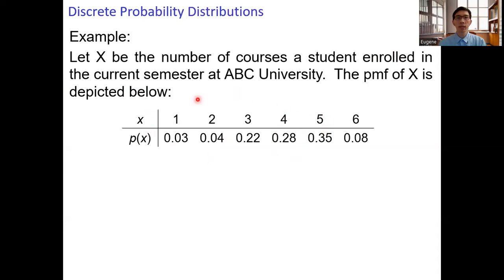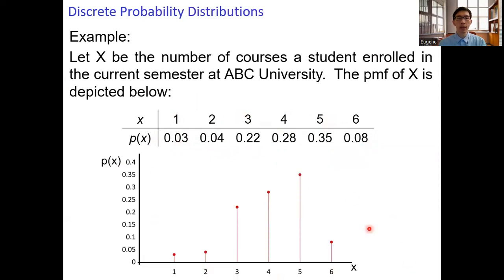This is the full PMF table. You can verify that if you sum up all these P of x values, you should get 1. And here we have a graph of the PMF of x. So at x equals 1, P of x is 0.03. At x equals 4, the PMF is 0.28. And at x equals 5, P of x equals 0.35.